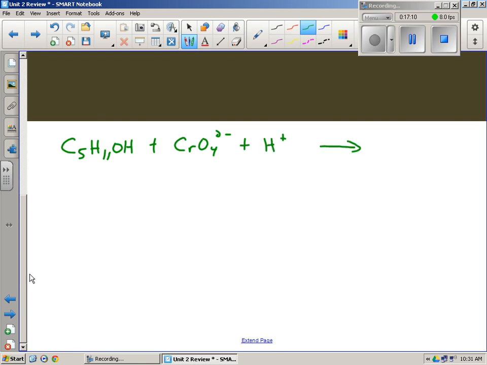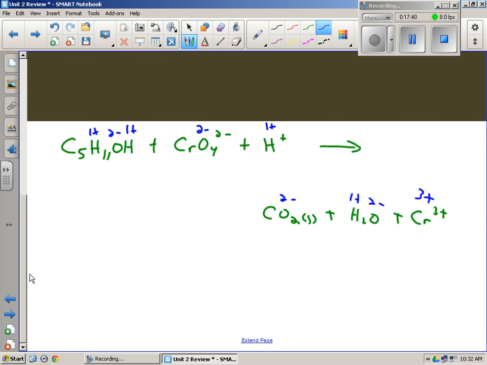And that's going to give you CO2 and H2O and chromium 3 plus. Okay, oxidation numbers. You want to balance based on oxidation numbers. So 1 plus, 2 minus, 1 plus. I'm just going to do the easy ones first. 2 minus, 1 plus, 2 minus, 2 minus, 1 plus, 3 plus.